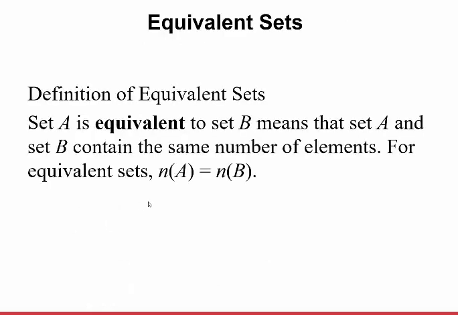All right, so let's talk about equivalent sets now. So what the heck are equivalent sets? Set A is equivalent to set B means that set A and set B contain the same number of elements. That's all equivalent means, just the same number of elements. So all it has to be is the cardinality of set A has to equal the cardinality of set B. The number of elements in A has to equal the number of elements in B, and then they are equivalent sets, not equal sets, equivalent sets.